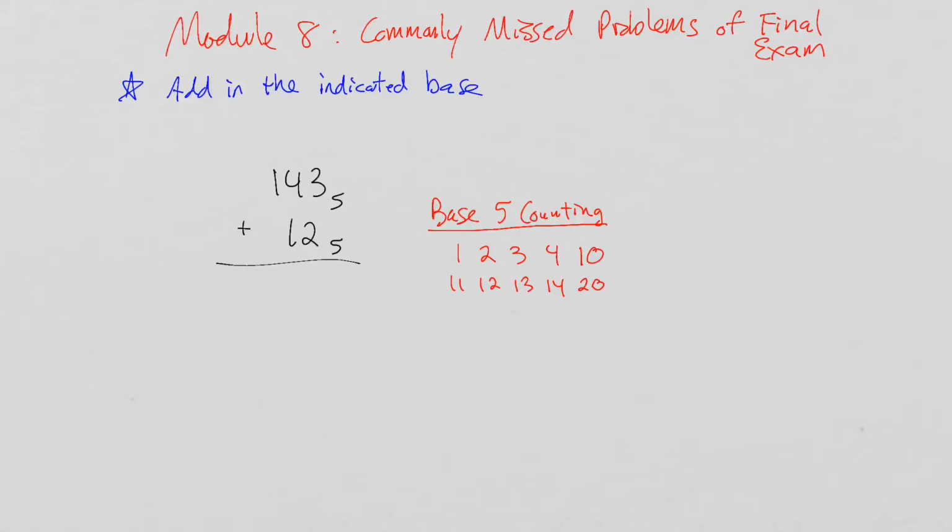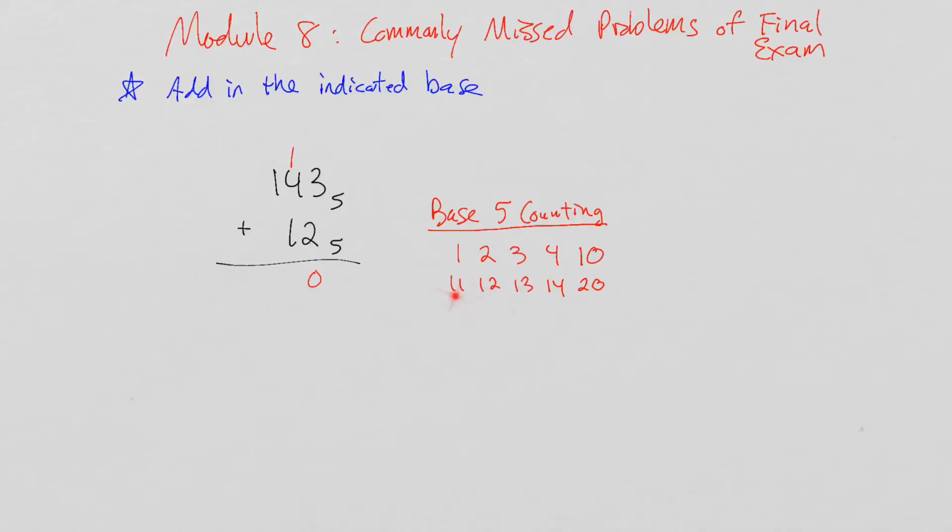So using that information, we can go ahead and add. 3 plus 2 is 5 items. So 5 items would be a complete set of 5 right here. So that's going to be 1, 0, carry the 1. And now we have 4 plus 1 plus 1, that's 6. So then we're going to have 6 items, and the symbol for that would be right here.